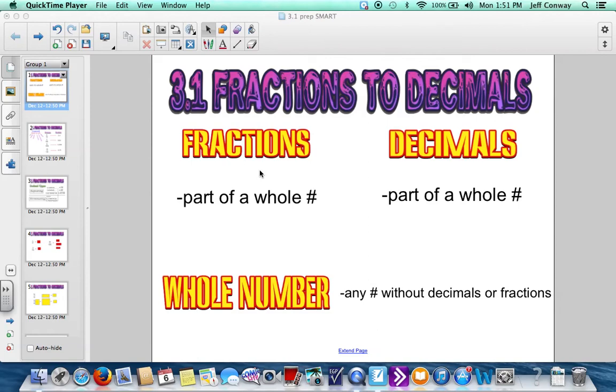Section 3.1, fractions to decimals. Just a quick review of fractions and decimals. Fractions and decimals are both parts of a whole number, but they are not a whole number themselves. While sometimes there will be a whole number attached to a decimal or a fraction, they are not a whole number themselves. Any number without a decimal or a fraction is a whole number, but if it has a fraction or a decimal attached to it, it shows that there isn't a whole number there. There's a portion of a number being included.